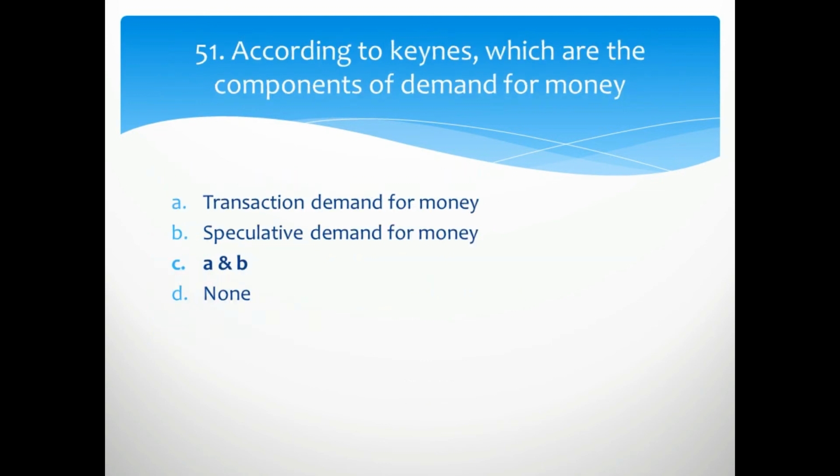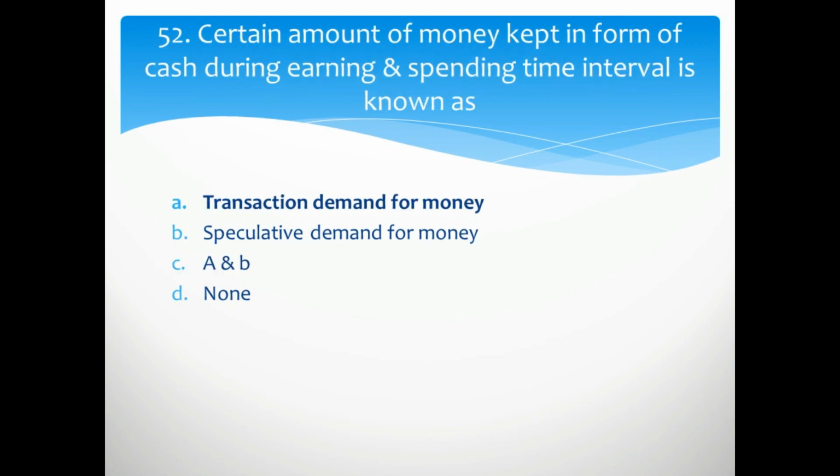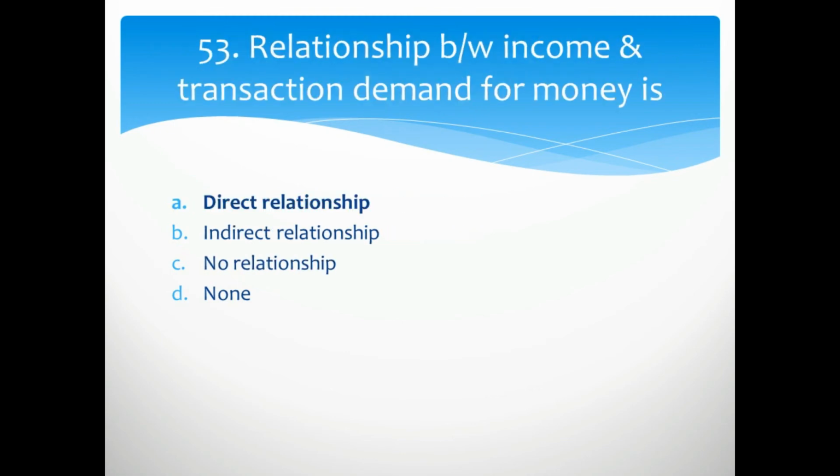Question 51 is according to Keynes: which are the components of demand for money? The right option is A and B, that is transaction demand for money and speculative demand for money. Both are components of demand for money. A certain amount of money kept in the form of cash during the earning and spending time interval is known as transaction demand for money. The relationship between income and transaction demand for money is a direct relationship.